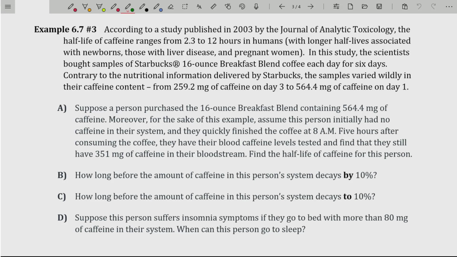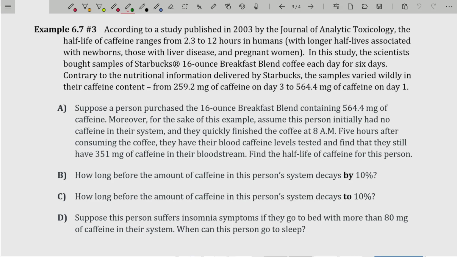Contrary to the nutritional information delivered by Starbucks, the samples varied wildly in their caffeine content, from 259.2 milligrams of caffeine on day 3 to 564.4 milligrams of caffeine on the first day. And by the way, I think these were all supposed to have like 260 milligrams of caffeine in them. But you can see, it just depends on your barista, you can get a wildly different amount of caffeine in your coffee. So let's make up an example.